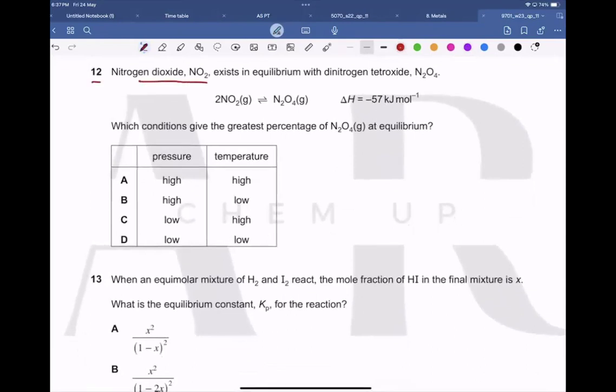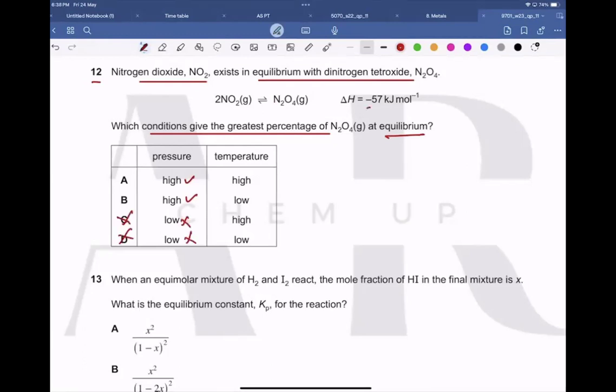Nitrogen dioxide NO2 exists in equilibrium with dinitrogen tetroxide. Which conditions give the greatest percentage of N2O4 at equilibrium? So pressure would be high because the product side has a lesser number of moles. Increasing pressure shifts the equilibrium towards the side where there are fewer moles. So these two are correct and these two are wrong.